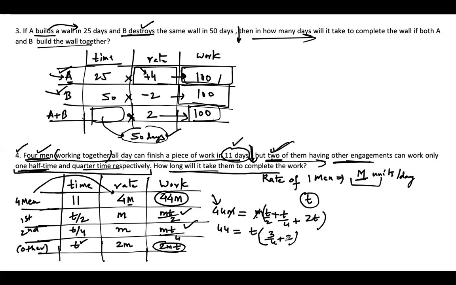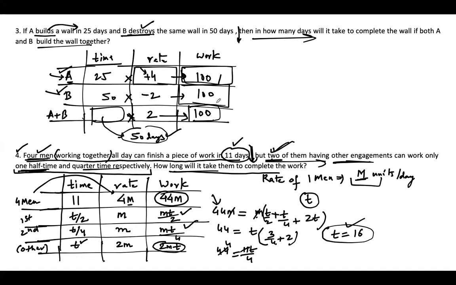So 4 into 2, 8 plus 3, 11/4. So 11T/4 is equal to 44. So 11 fours are 44, so T is equal to 4 into 4, which is 16 days. Any problems with this? Let me know.